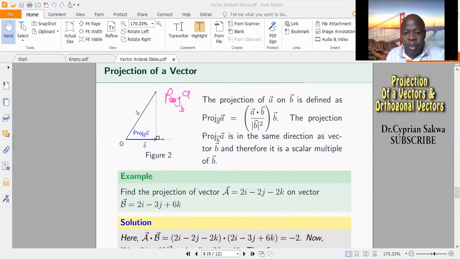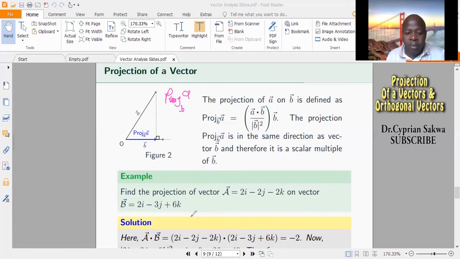Of course, the projection of A on B and vector B are scalar multiples of each other, because you can see they are on the same line and facing the same direction. So the projection of A on B is in the same direction as vector B, and therefore is a scalar multiple of B. But what is very important for us is this formula here, because we want to use it to do this example. The example is: find the projection of vector A on B.